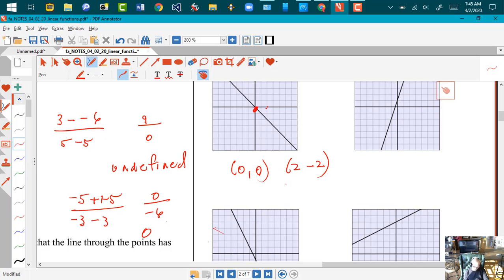So to find the slope then, it's going to be negative 2 minus 0 over 2 minus 0. So that's going to give you negative 2 over 2. It's going to be a slope of negative 1.